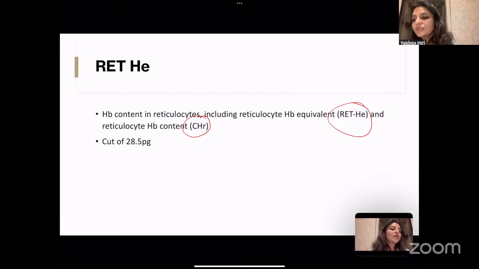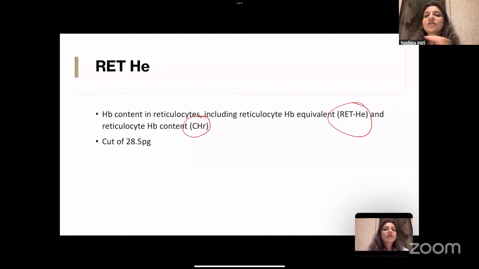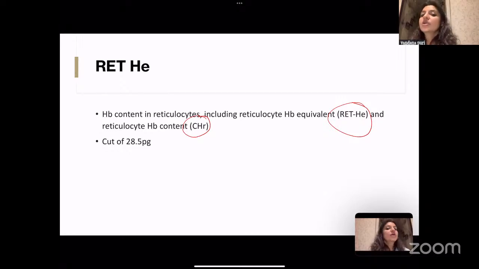Similarly, if you start the patient on erythropoietin, this is the parameter that you should follow up. If the RET-HE is improving, what does that mean? That means the patient is improving. So that is what RET-HE is, which you should remember. Any patient on erythropoietin therapy should always be followed with the hemoglobin content in the reticulocytes.